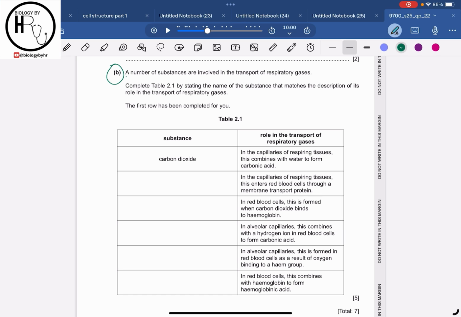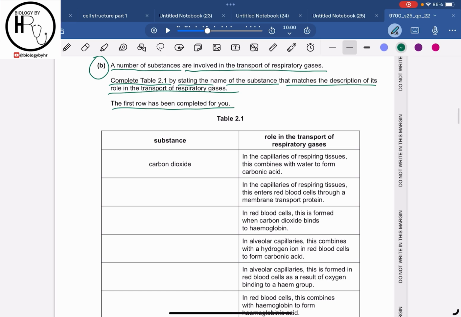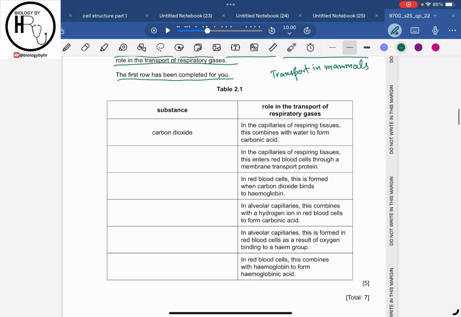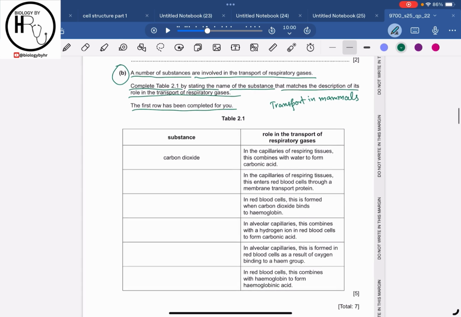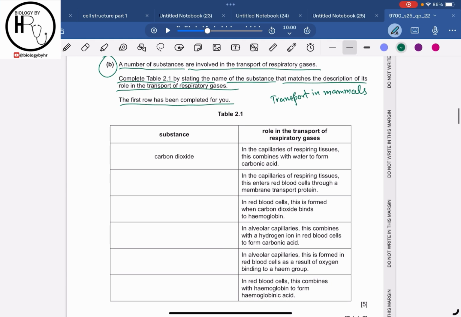Part B says that a number of substances are involved in the transport of the respiratory gases. Complete table 2.1 by stating the name of the substances that matches the description of its role in the transport of the respiratory gases. The first row has been completed for you. So this part of the question is from the transport in mammals chapter, right? So it is about the respiratory gases and the substances involved in it. Now, for the role in the transport of the respiratory gases, we have to see this column and then we have to answer the substances.